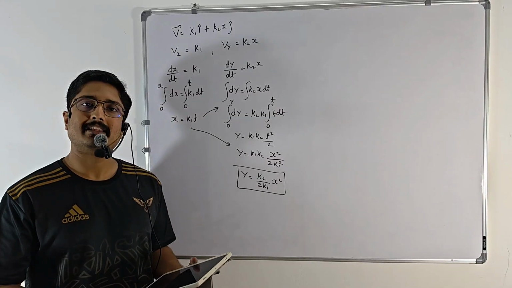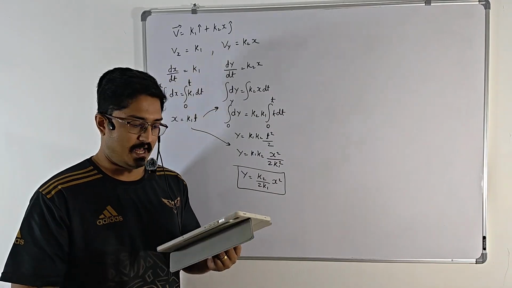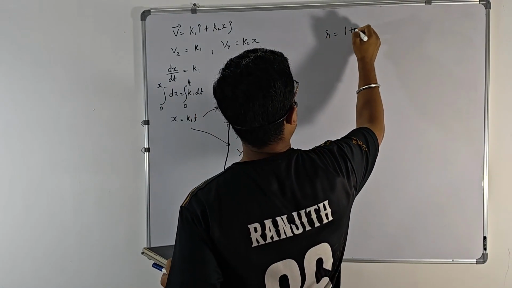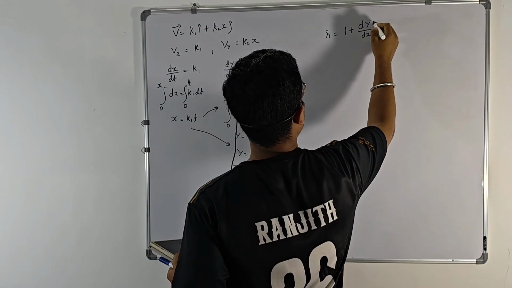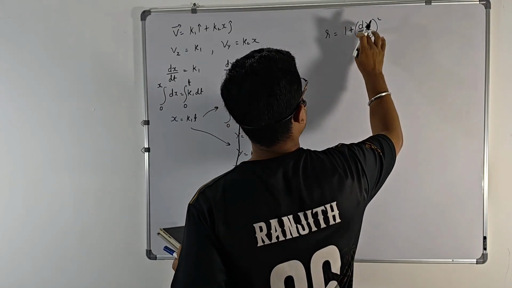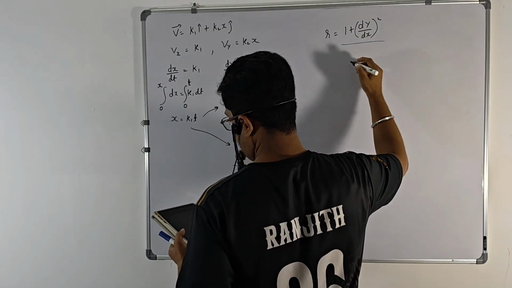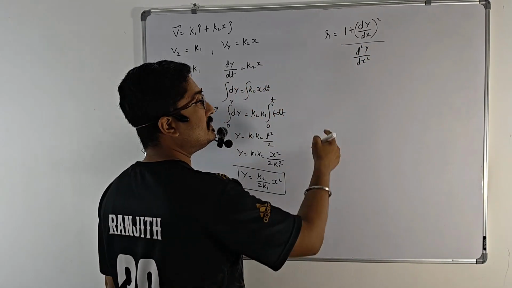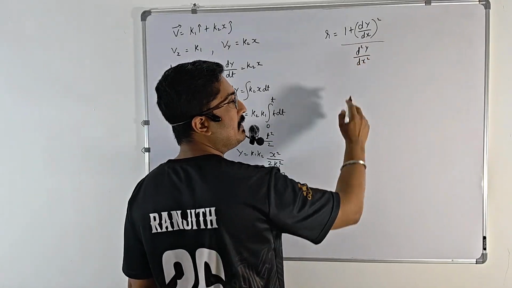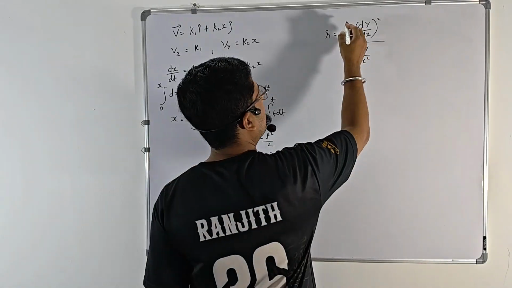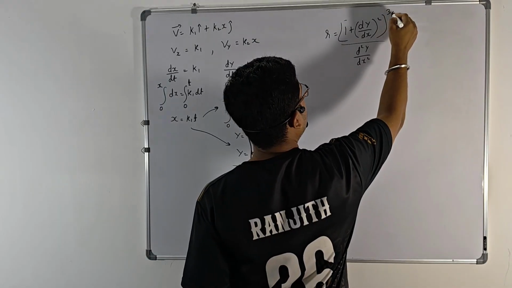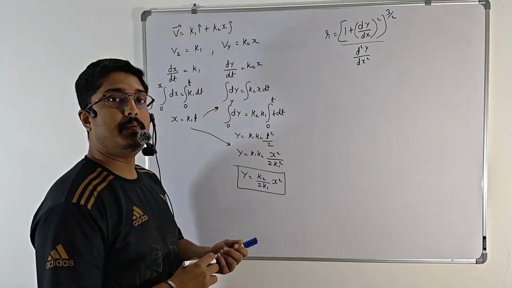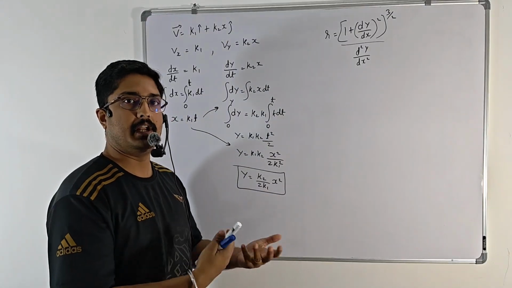We can directly go with the mathematical way of finding the radius of curvature, and that formula is r is equal to 1 plus dy by dx whole square, divided by d2y by dx2. That means it is double differentiation, and this whole thing to the power 3 by 2. This is the mathematical relationship we should use to find the radius of curvature whenever we want.